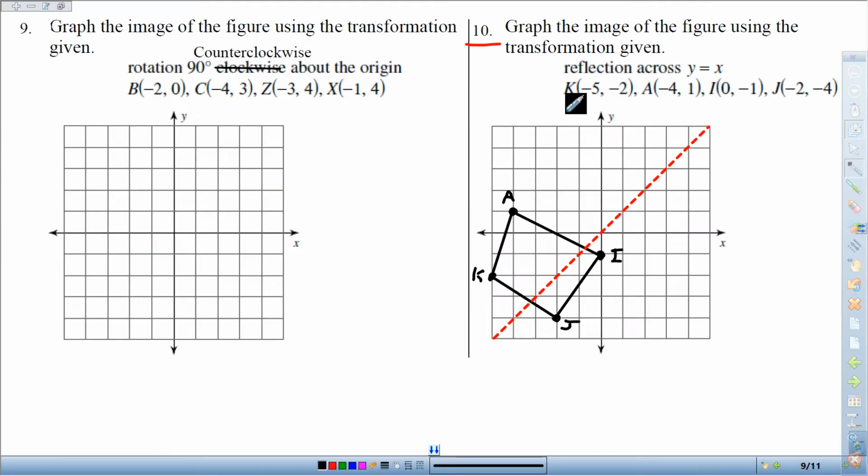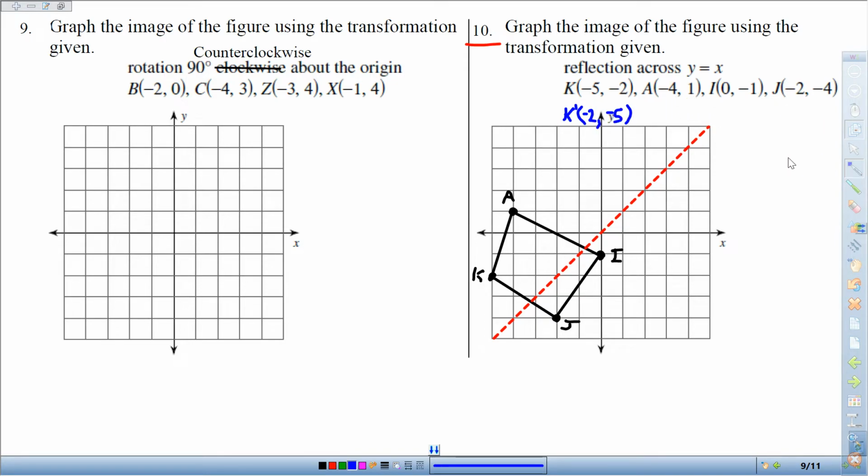Go ahead. We already have the original coordinates sitting in front of us. I would maybe write them right below. I know that my new k, I'm just swapping these two numbers. So -5, -2 becomes -2, -5. And I'll have you do the rest of them.